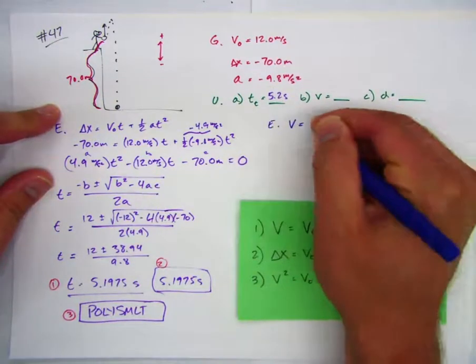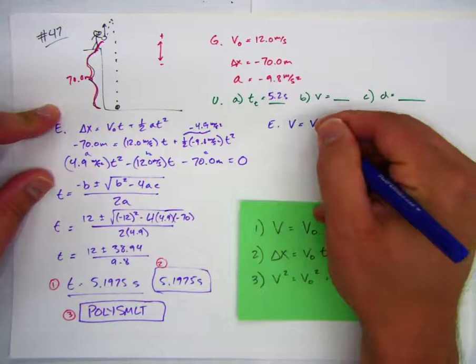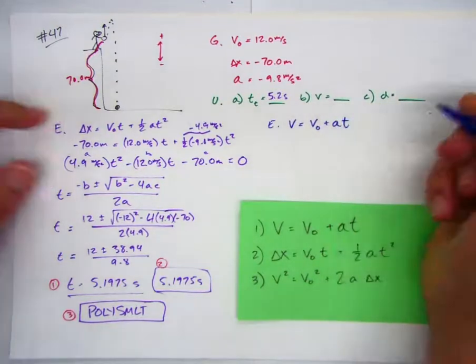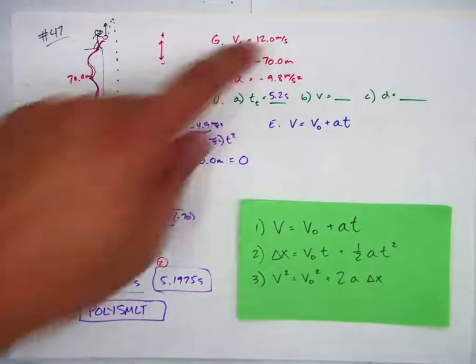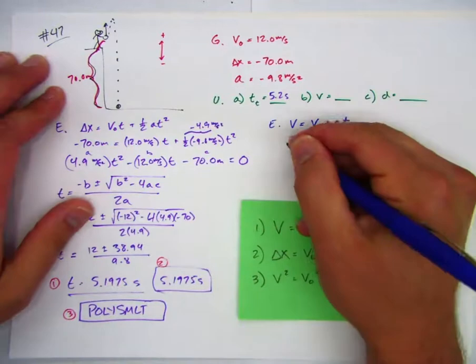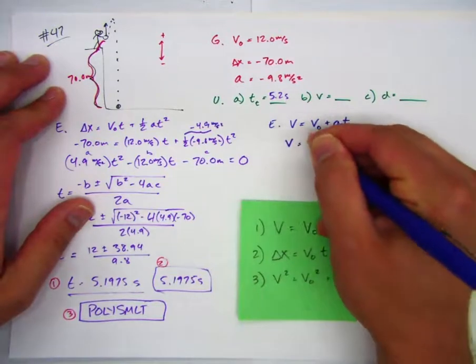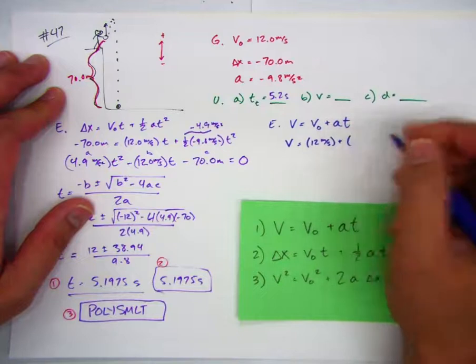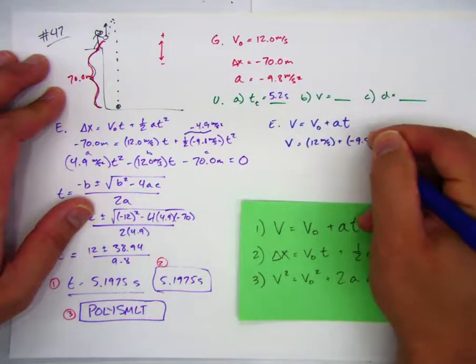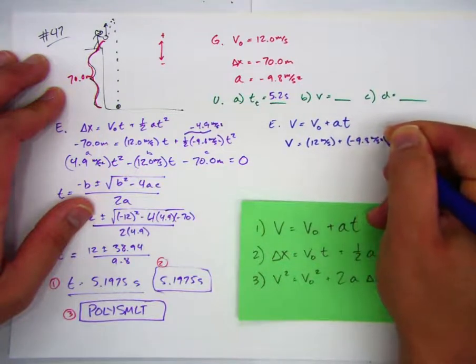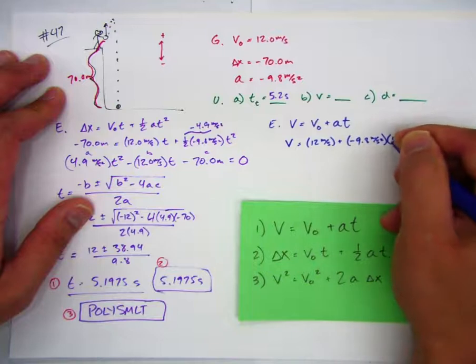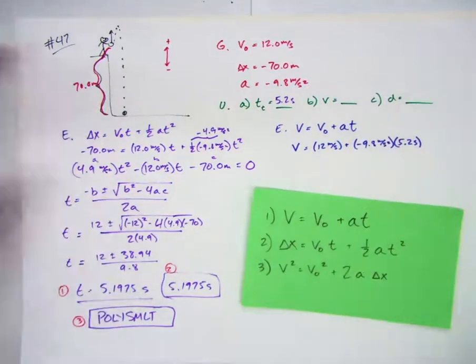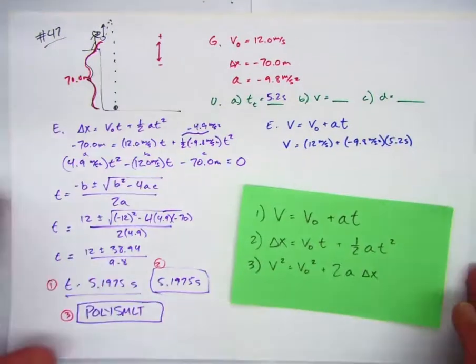My velocity final at some point in time is equal to my initial plus AT. So my initial is a positive 12. You got to be careful. A positive 12 meters per second plus, now it's going to accelerate at a rate of 9.8 meters per second squared negative for a time of 5.2. The whole time it's in the air, it's accelerating downwards. So that's my total time.